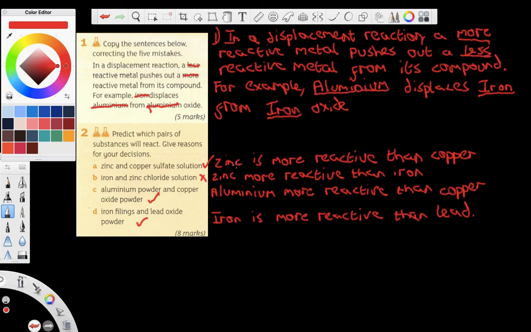So A, there will be a reaction because zinc is more reactive than copper. For B, there won't be a reaction because zinc is more reactive than iron. C, there will be a reaction because aluminium is more reactive than copper. And D, there will be a reaction because iron is more reactive than lead.